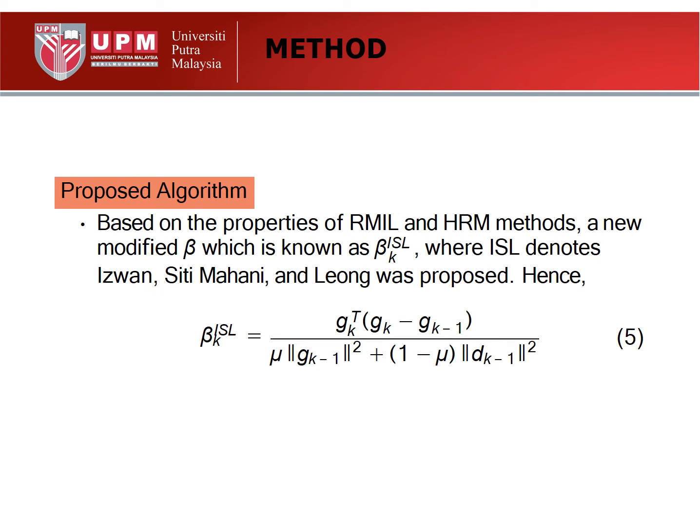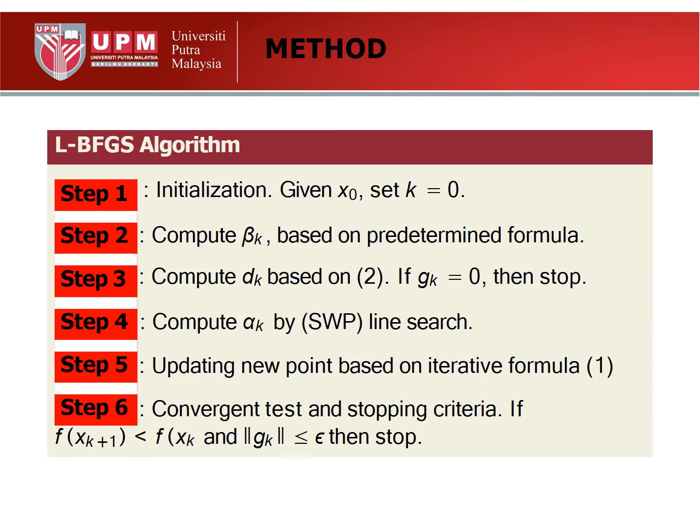So this is our proposed algorithm. Based on the properties of the RMIL and HRM methods, a new modified beta, known as beta ISL, was proposed. This is our proposed method. This is the algorithm.